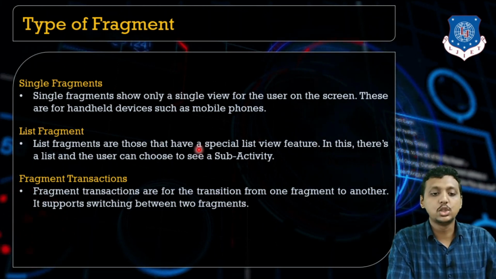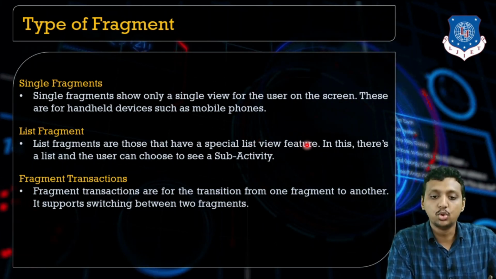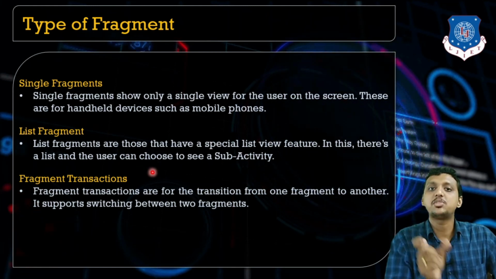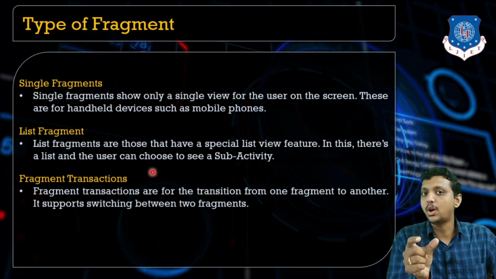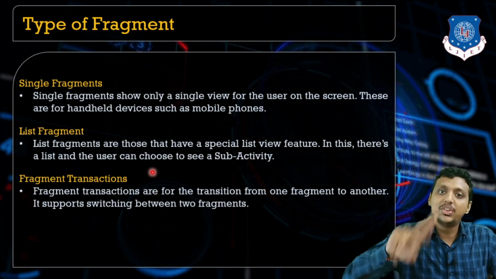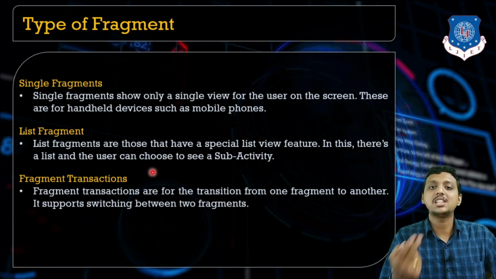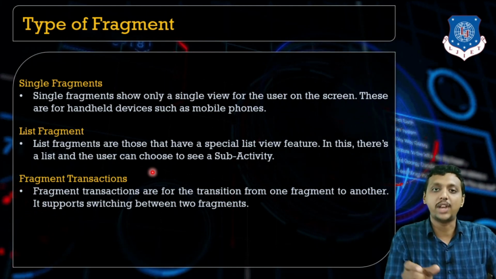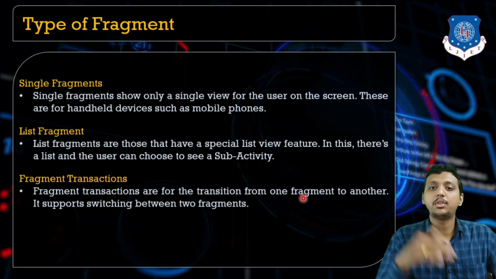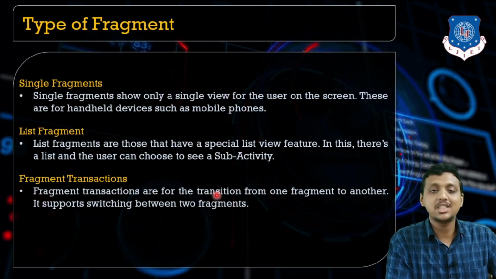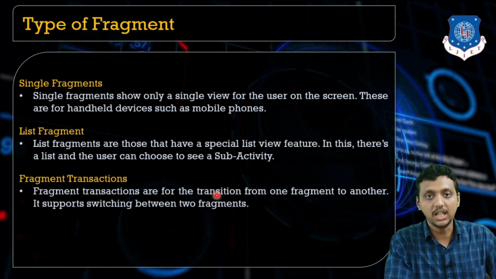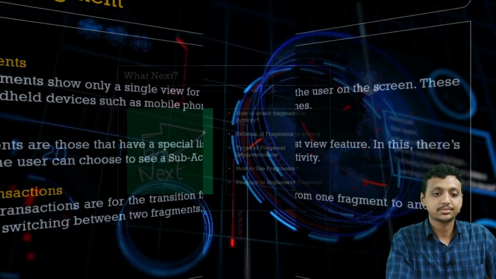List fragment is used for a special view feature. In this, there is a list where the user can choose a sub activity. Like we can say the WhatsApp chat feature. If you open WhatsApp, you find person 1, person 2, person 3, person 4. When you click on person 1, you are redirected to the next activity, or you can say sub activity. So that is known as a list fragment. Now, fragment transaction. Fragment transaction supports the transition from one fragment to another fragment, or switching between two different fragments. We will learn about fragment transaction in detail.